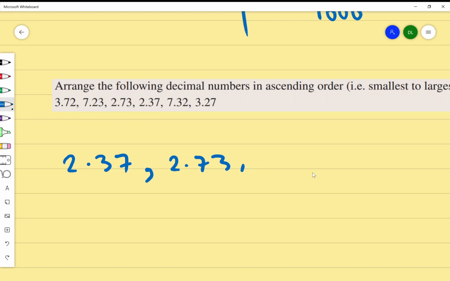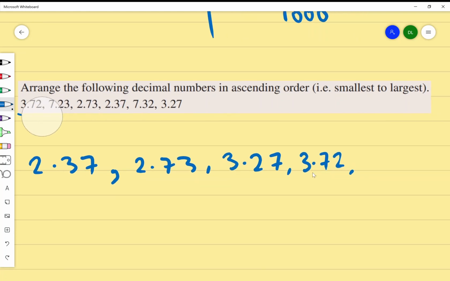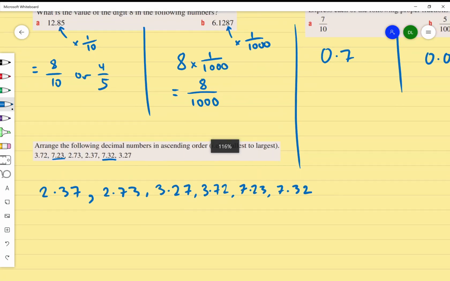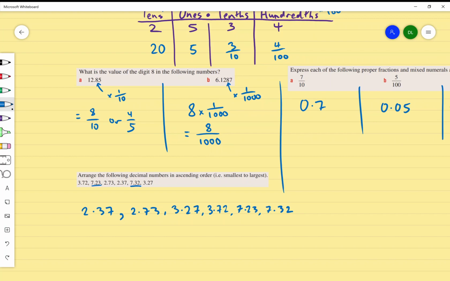What's the next number we look at, Karake? Do we look at the 3 point somethings or the 7 point somethings? Good, we look at these two. Which one's smaller? Good, 3.27. And then? Good, 3.72. And finally, we look at the last two. Georgina, which one's smaller out of these two? 7.23 and 7.32. Good, 7.23. And finally, our largest number is 7.32. Do I have any questions about how we do this? No? Awesome.